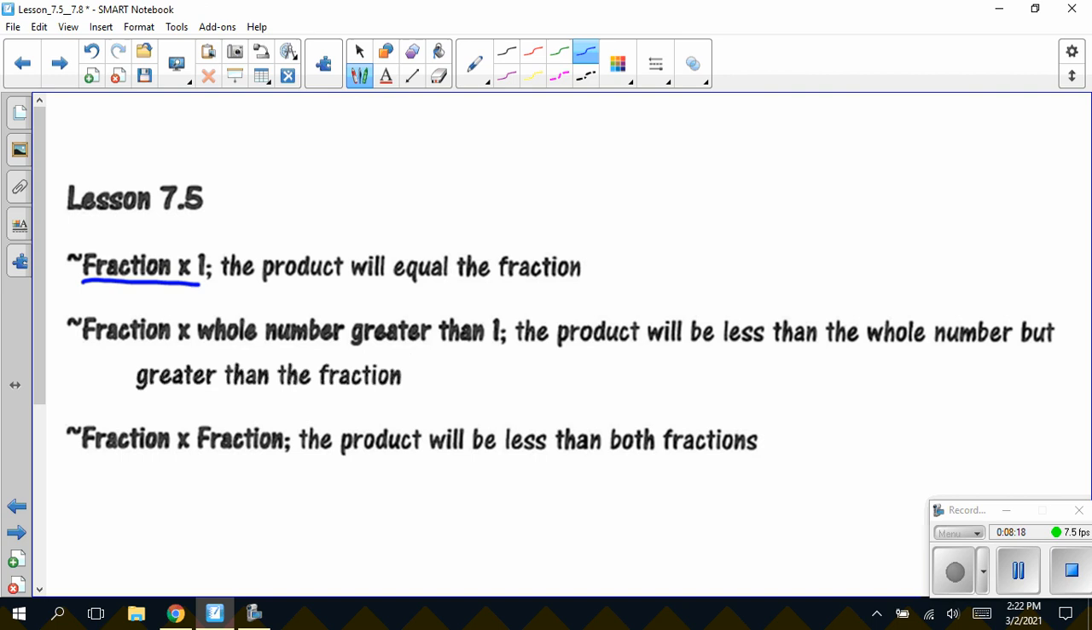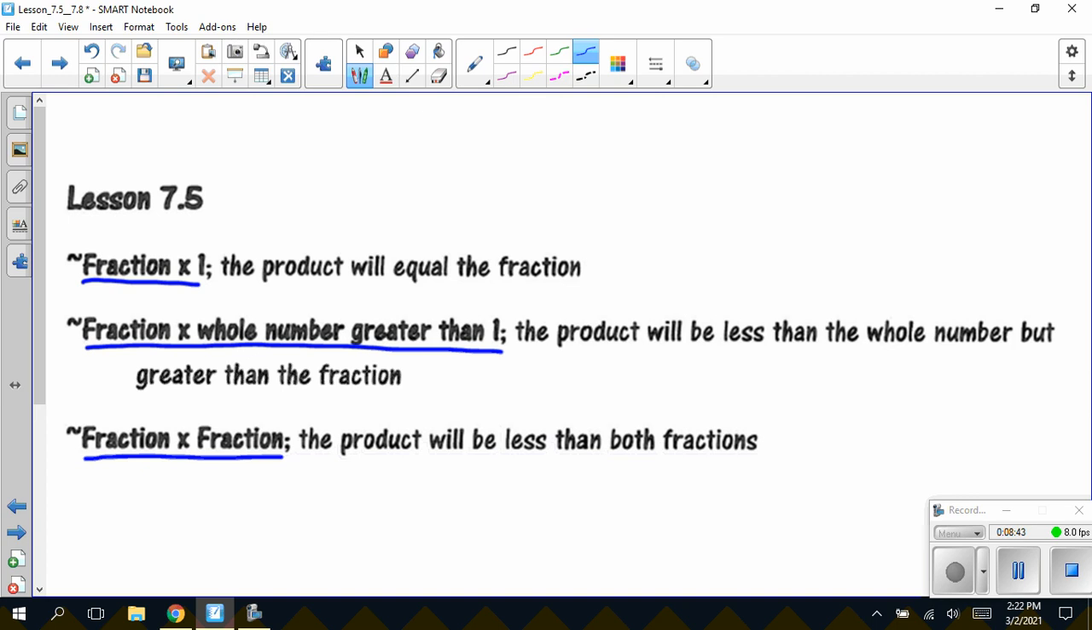If we have a fraction times a whole number that is greater than 1, so for example, if you took your 3/4 times 4, that 4 is greater than 1, the product will be less than the whole number, but greater than the fraction. And finally, if you have a fraction times a fraction, the product will be less than both fractions.